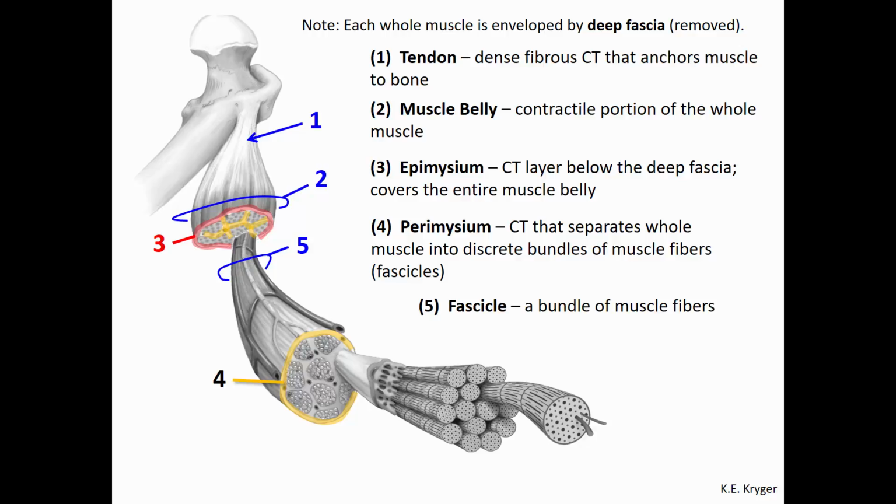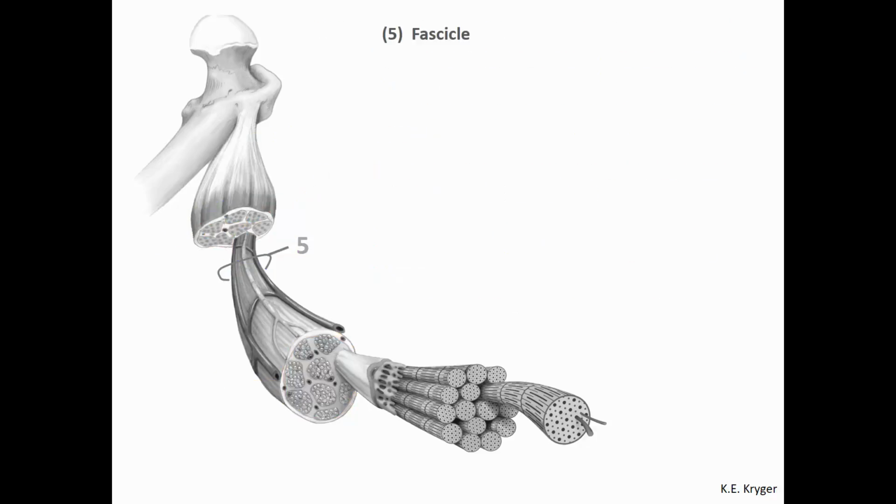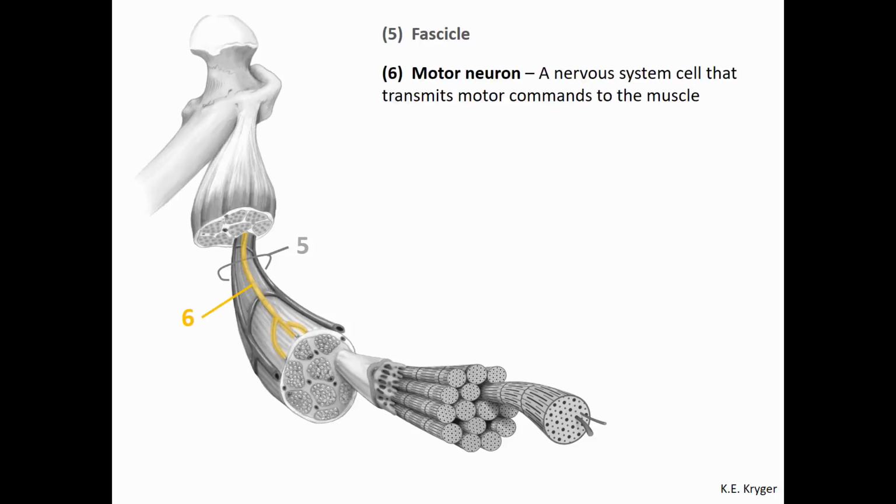So now I'm just going to clear away the text on screen, but continue to label on the same diagram. So number 6 is another cell, actually. And this is called a motor neuron. So here in yellow along the fascicle, we have number 6, and that's the motor neuron.